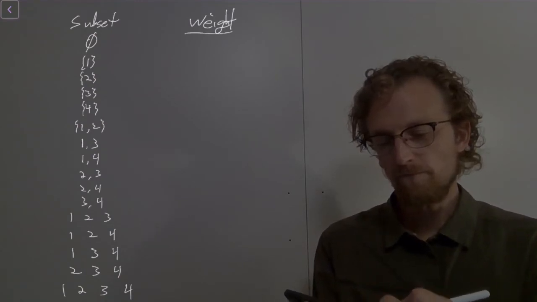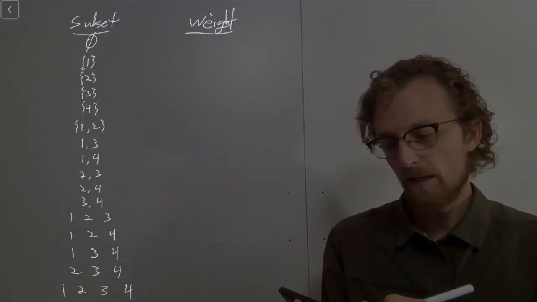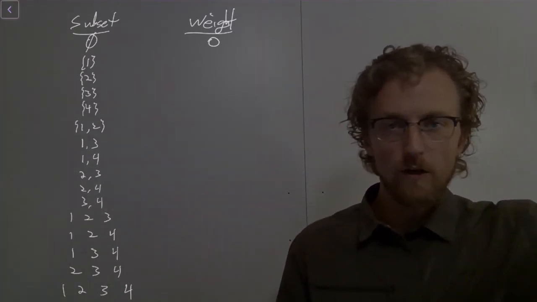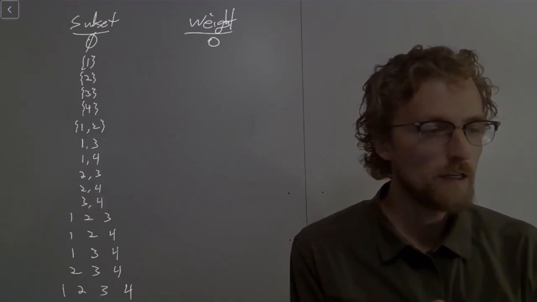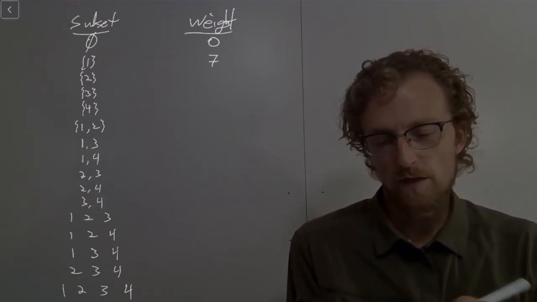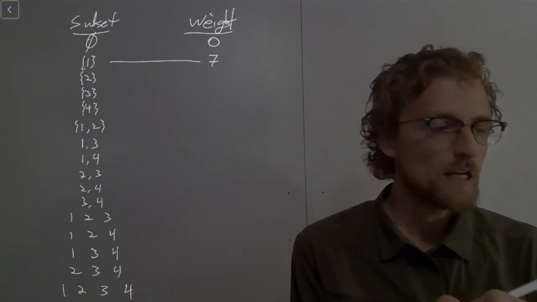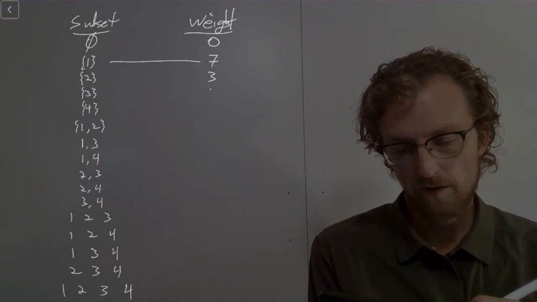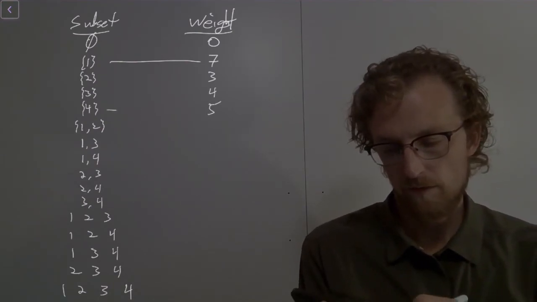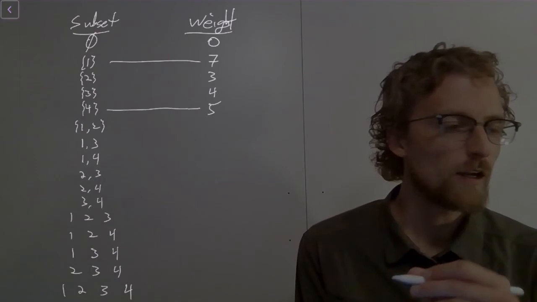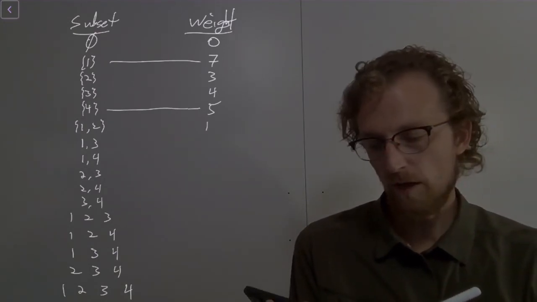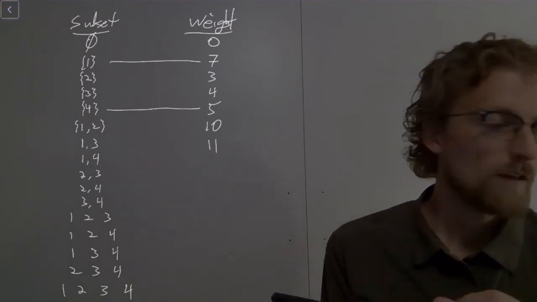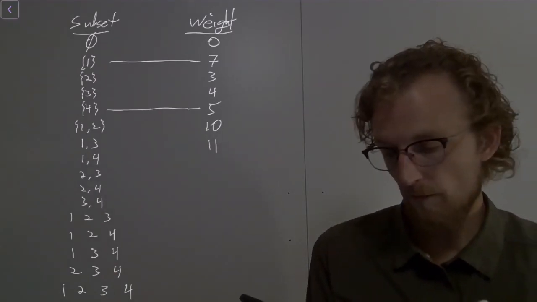Weight. Well, if we take nothing, the weight is 0. And I'm copying off a list here, but you can double check on the OneNote to see if I'm copying this correctly. If I take just item 1, that's a weight of 7. If I take just item 2, that's a weight of 3. Just item 3 is 4. Just item 4 is 5. And I'm just going to draw some lines so that we keep track of what it is. If I take 1 and 2, that's a weight of 10. If I take 1 and 3, it's a weight of 11. If I take 1 and 4, that's a weight of 12.